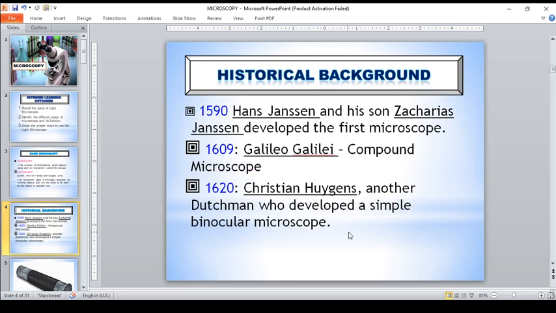In 1950, Hans Janssen and his son Zacharias Janssen developed the first ever microscope. In 1609, Galileo Galilei was able to make the compound microscope. And in 1620, Christian Huygens, another Dutchman, was able to develop a simple binocular microscope.